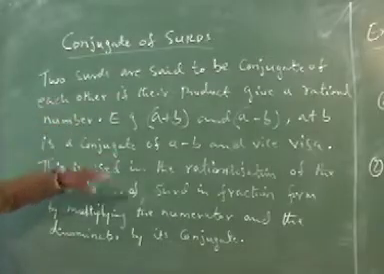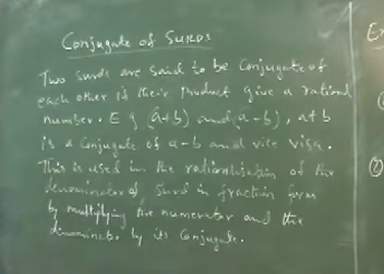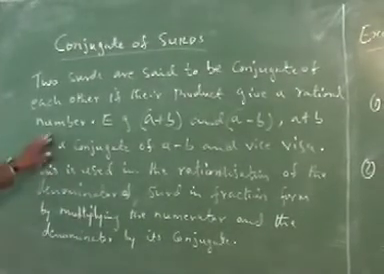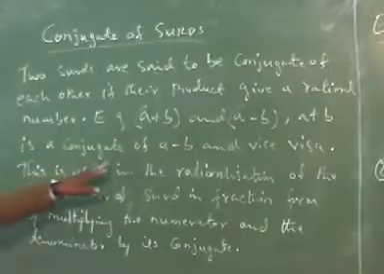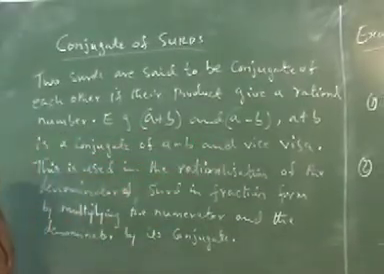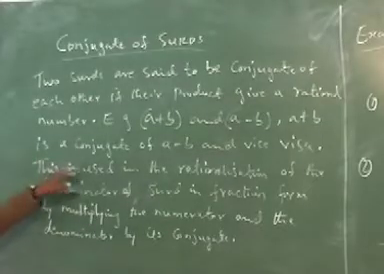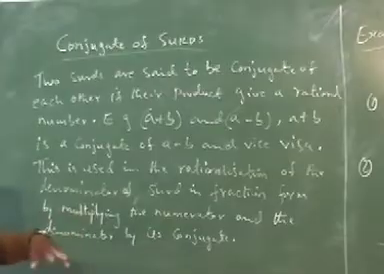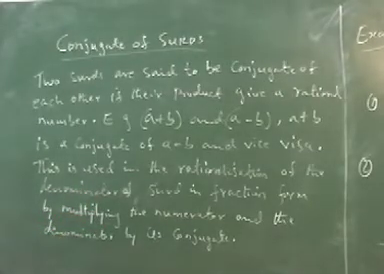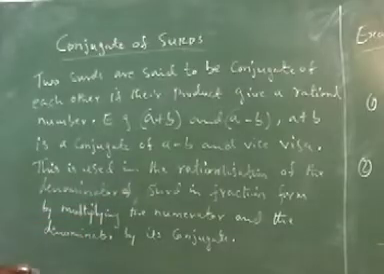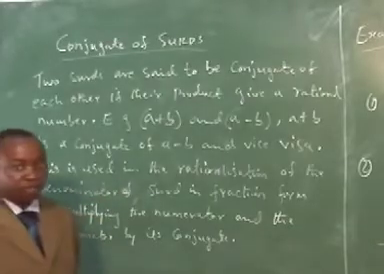Two surds are said to be conjugate of each other if their product gives a rational number. For example, if I have a plus b and a minus b, a plus b is the conjugate of a minus b, and vice versa. That means a minus b is also a conjugate of a plus b. This is used in the rationalization of the denominator of a surd in fractional form.